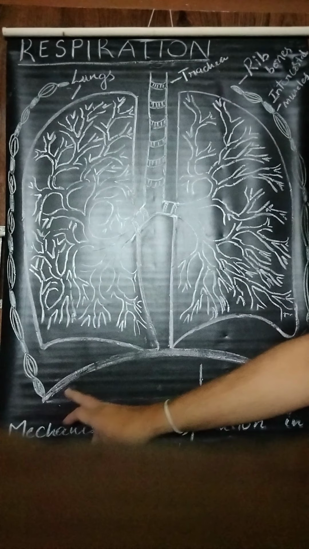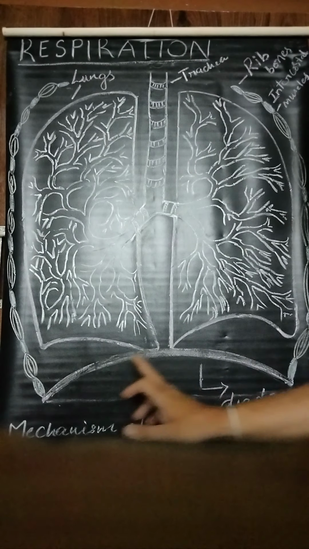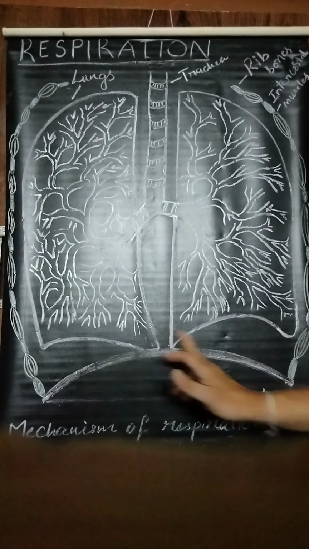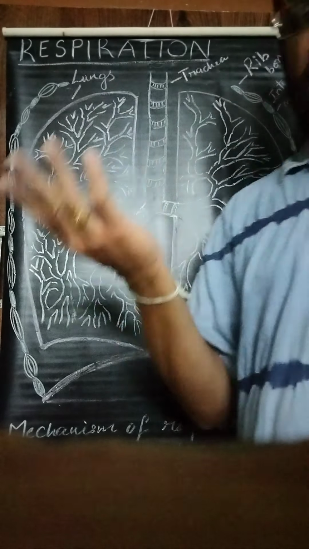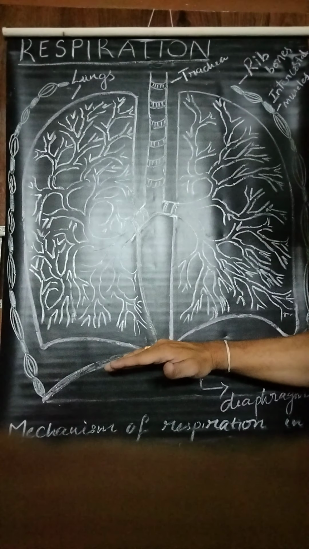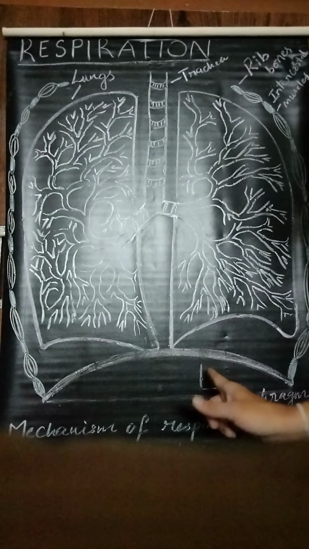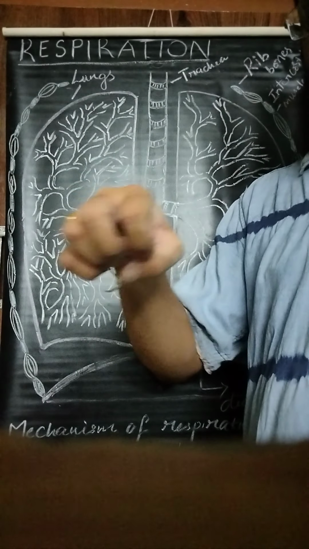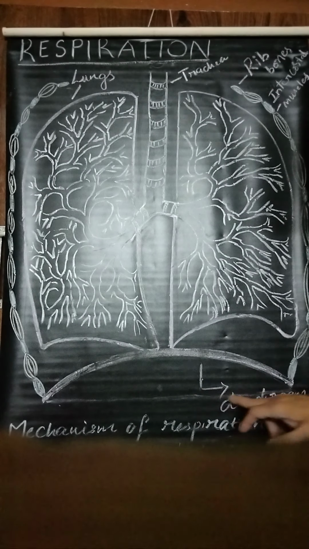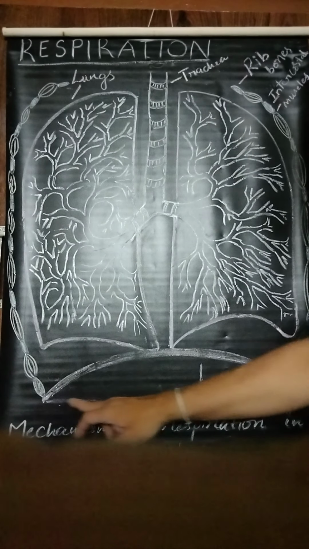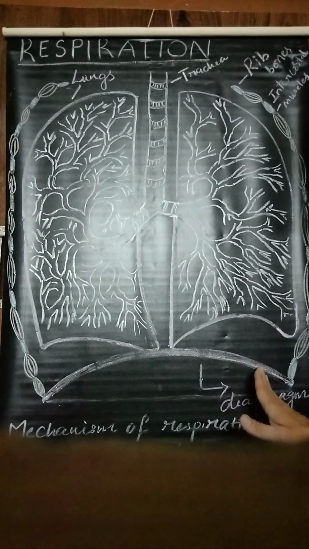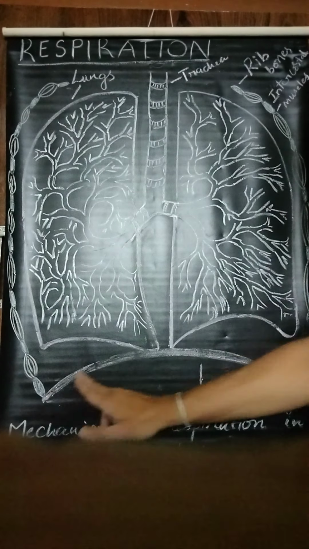This is a flattened condition. The dome-shaped diaphragm is in a flattened condition. Now it is in a relaxed state. When inspiration has to occur, what will happen? This diaphragm contracts. When it contracts, it becomes flat. See here, I have drawn a light colored line. It becomes flat. For example, now please imagine this dome-shaped condition is not there.